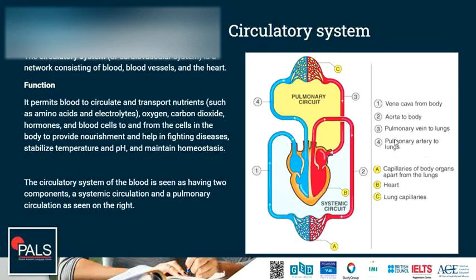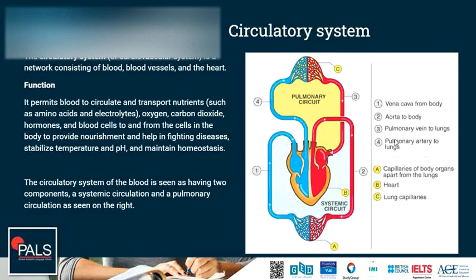The circulatory system, or the cardiovascular system, is a network consisting of blood vessels and the heart. Main functions are it permits blood to circulate and transport nutrients such as amino acids and electrolytes, oxygen, carbon dioxide, hormones and blood cells to and from the cells in the body to provide nourishment and help in fighting disease, stabilize temperature and pH, and maintain homeostasis.